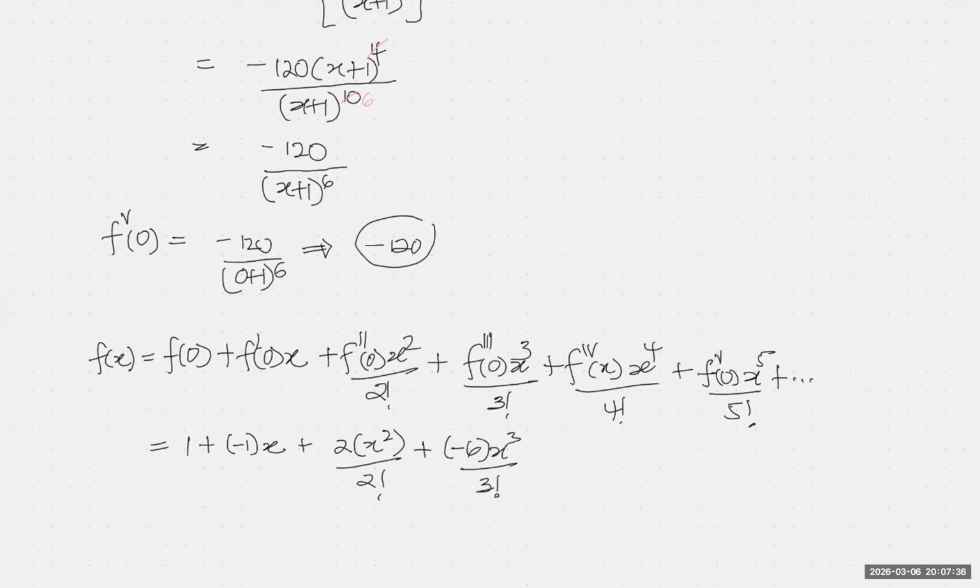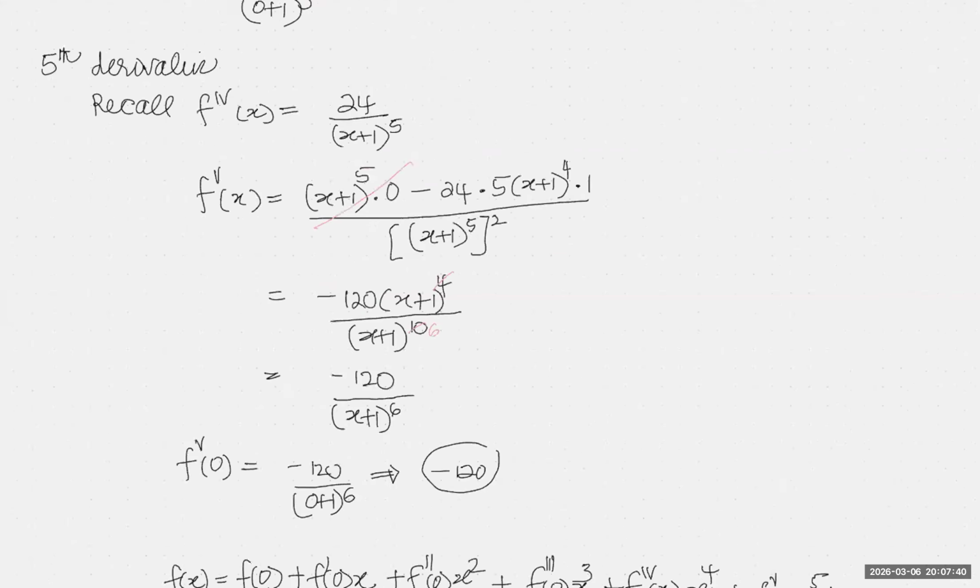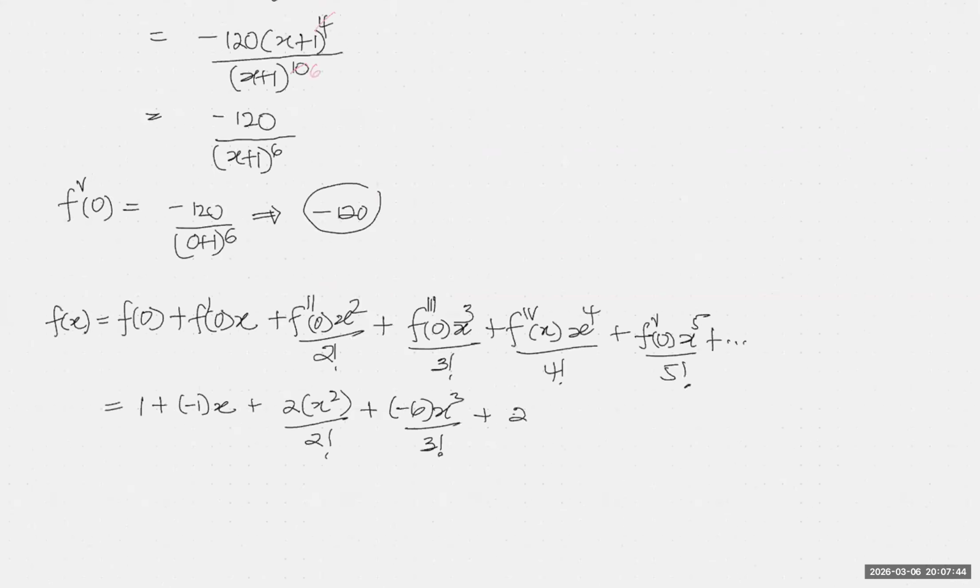Then the fourth derivative is 24 and the fifth is -120, so plus 24 x to the fourth over 4 factorial, plus -120 x to the fifth over 5 factorial plus dot dot dot. I do my plus dot dot dot because I want to show you that the Maclaurin's expansion can continue all the way up to infinity. All right.